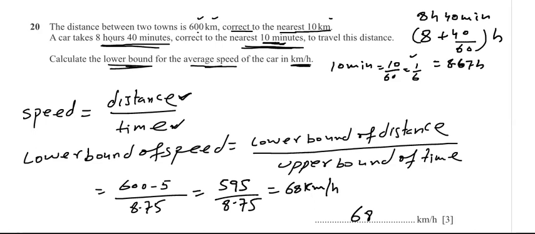But before that, units should be the same. So in this case, units were not the same, so I made the units the same. I converted this into hours, and this was in minutes, so I converted it into hours. So when I got that one, this is 1/6, which is the degree of accuracy. So I halved the degree of accuracy and added it to this one. So that became 8.75. So that is the upper bound of the time.